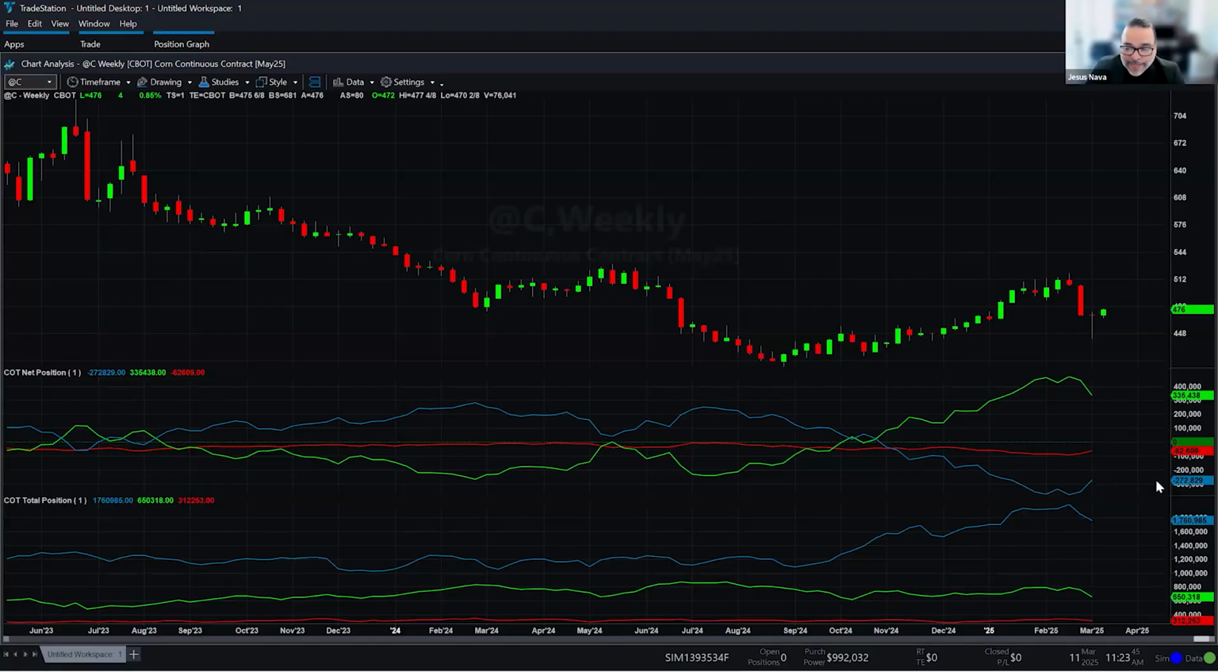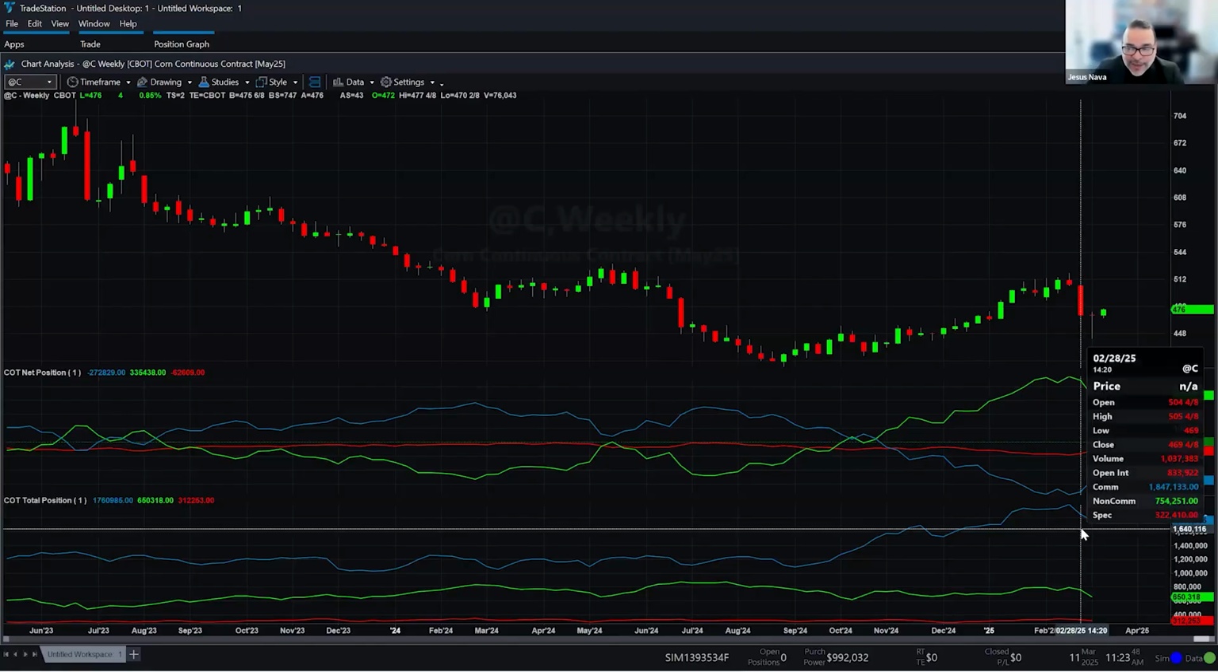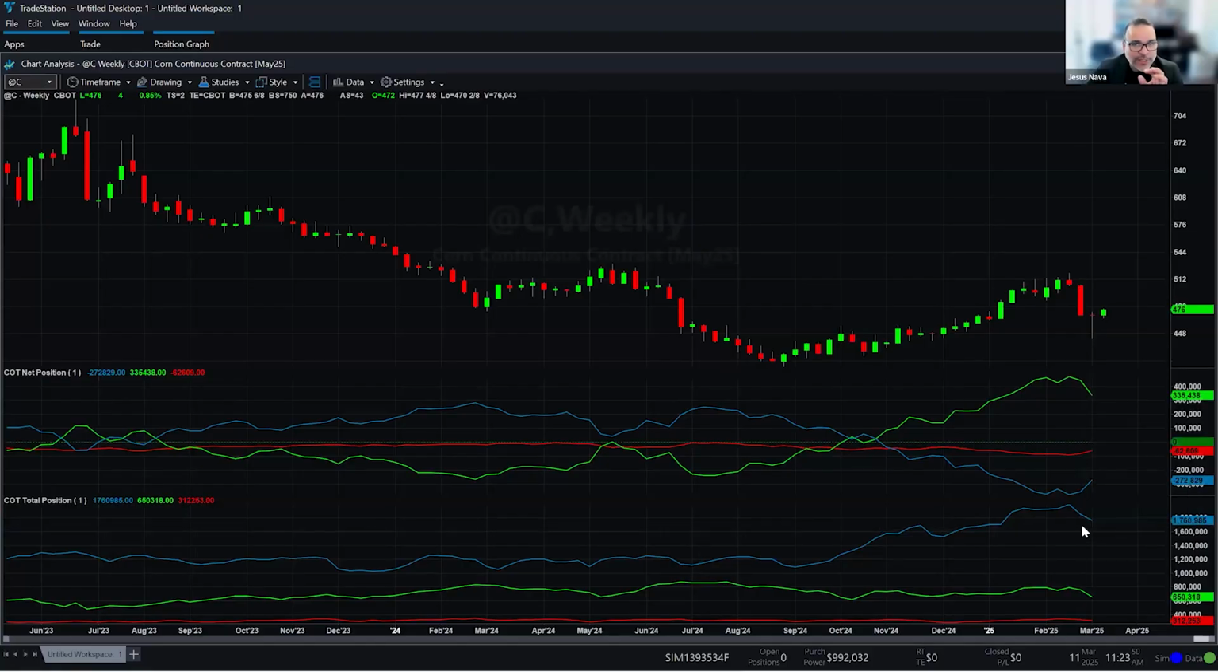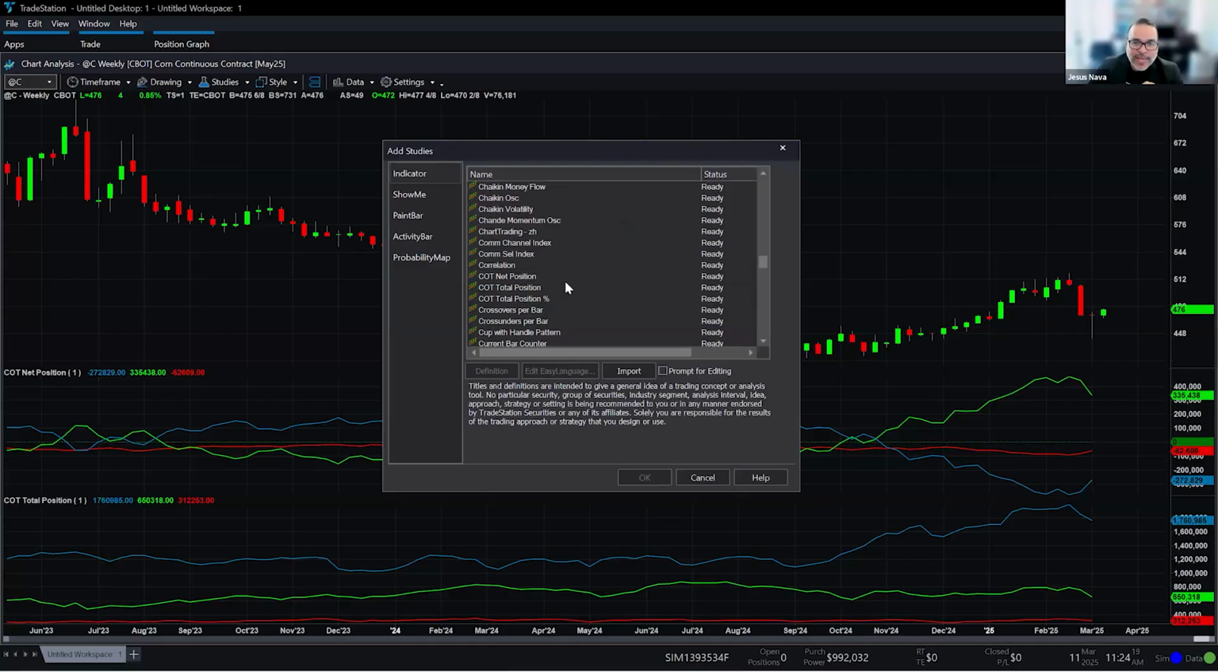Notice how different these numbers are, because if you look at the commercials, which is the blue line, that's the group that has the most contracts or the most open positions, at 1.7 million. But if you look at their net, they only have 272,000 contracts short over the total long. Interesting concept. Now let's take a look at the other study, because the other study is going to provide you with similar values, but translated into a percentage.